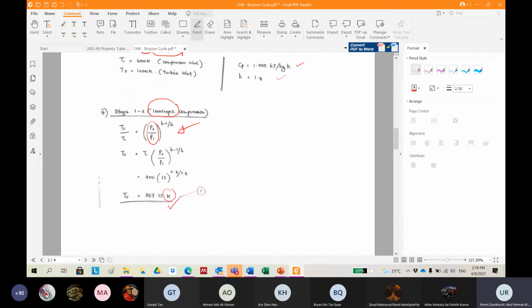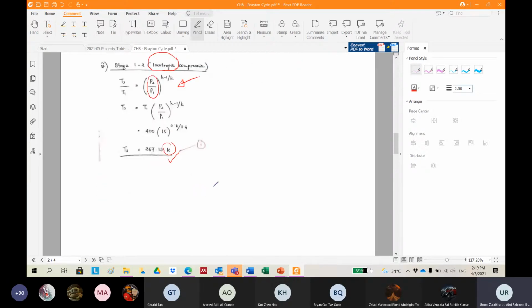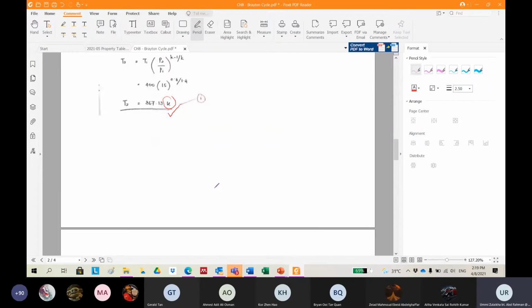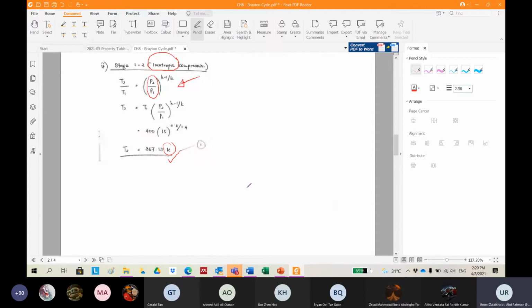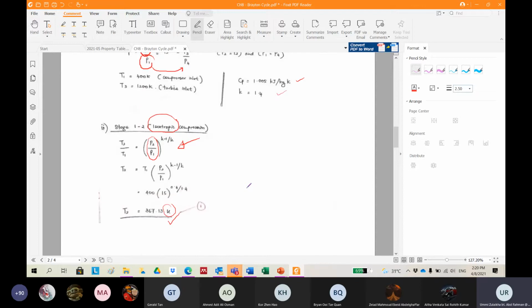Make sure you put the K. If you forgot to put the K, then I will deduct marks. Or sometimes I don't give marks at all, depends. Normally I will deduct marks. After you have obtained T2, what are the things you already know? T1, T2, and T3 are already known.